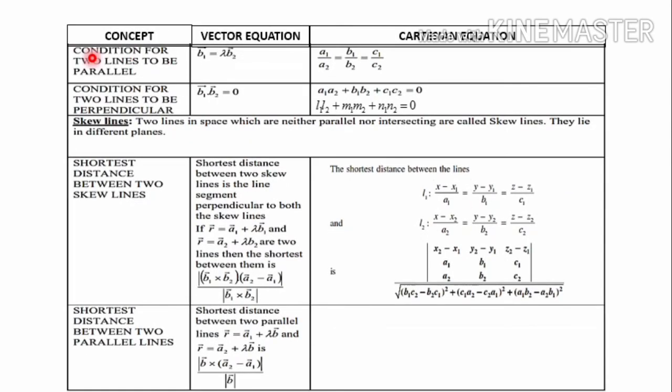Next, the condition for two lines to be parallel, that is, vector b1 is equal to lambda into vector b2, or a1/a2 = b1/b2 = c1/c2. Their direction ratios are proportional, that is, in Cartesian equation form.